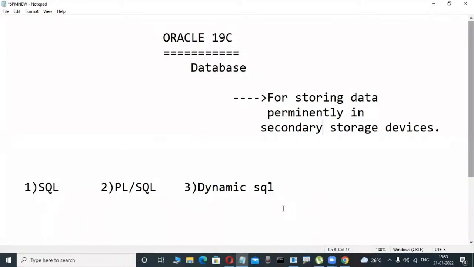ETL developers always need subqueries, joins, materialized views, indexes, partitions, some concepts. Window functions, rank, dense rank, these types of analytical functions, lag and lead analytical functions, some analytical function knowledge is required. And PL/SQL stored procedures.